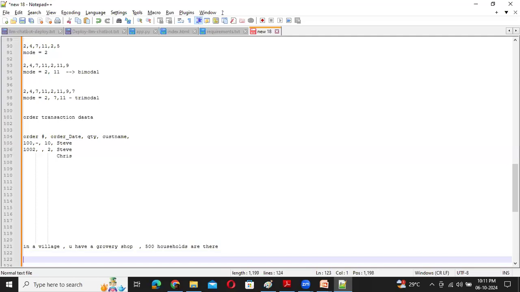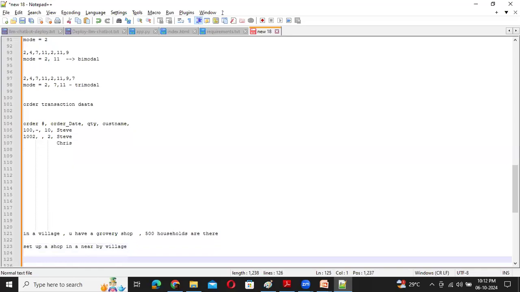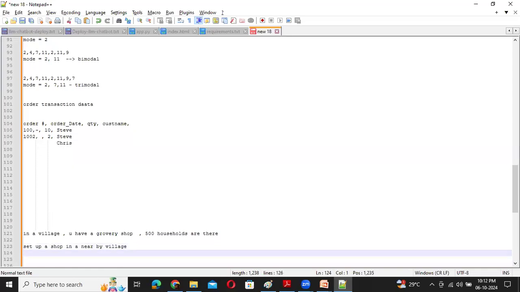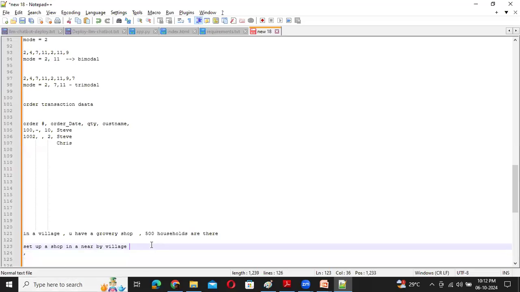So what you decide at one point in time is that you want to set up a shop in a nearby village. So you planned a date, and you're planning to go to the nearby village to conduct the market research or market study.